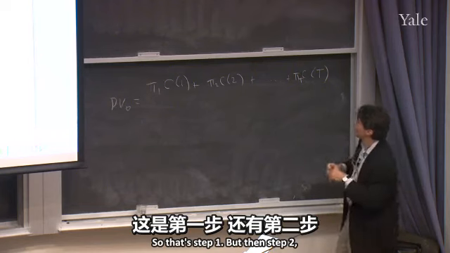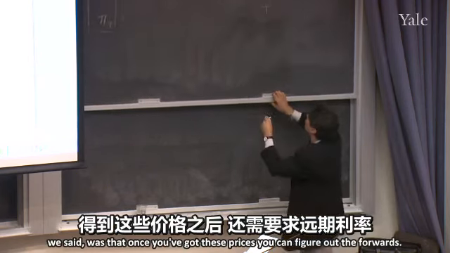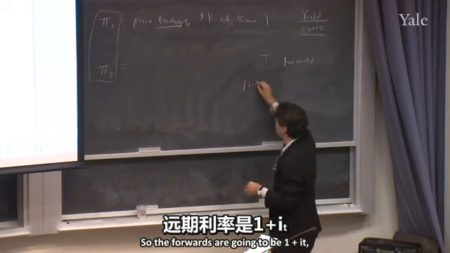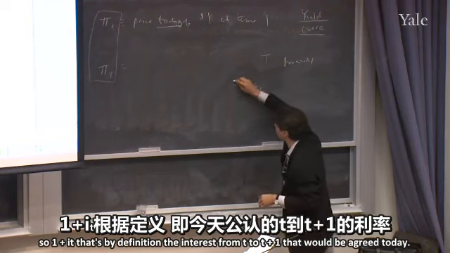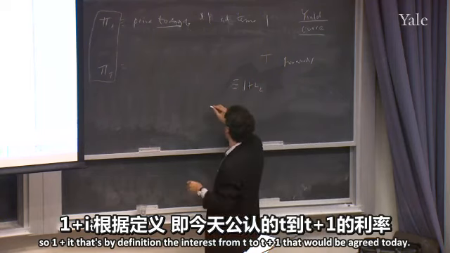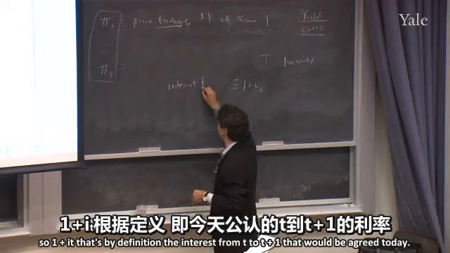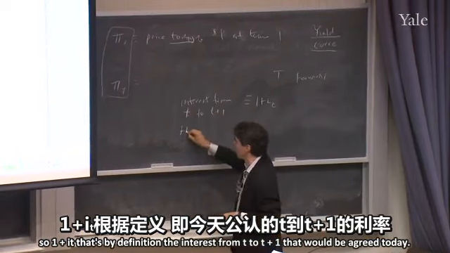But then step 2, we said, was that once you've got these prices, you can figure out the forwards. So the forwards are going to be 1 plus IT. By definition, that's the interest from T to T plus 1 that would be agreed today.